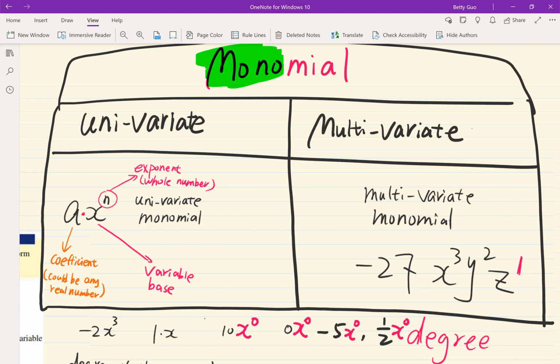Could be rational or irrational. Could be a fraction or decimal. The second part is easy: the variable base. Because it's a univariate monomial, there's only one variable base.